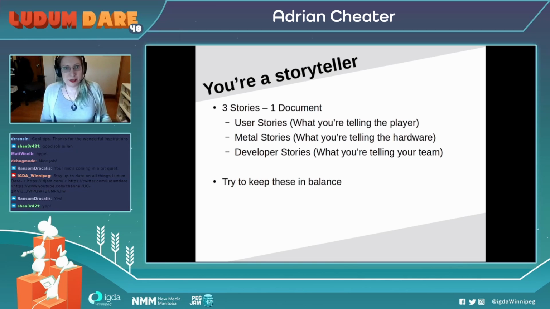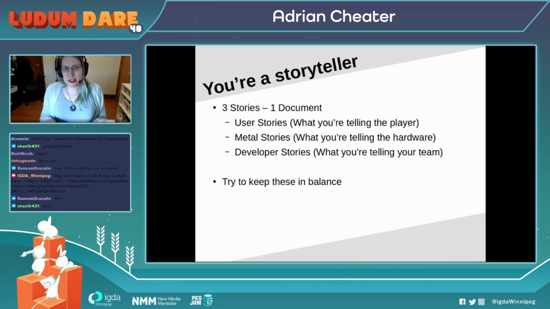The second part is what I call the metal stories. This is obviously the instructions that you have to give to the computing platform in order for it to actually tell those user stories in the first place. And this is where we care about efficiency and memory allocation and all that kind of stuff. And then the last bit is the developer stories, which is what you're telling your team. And if you're not working on a team, it's what you're telling yourself 8 months from now when you go back and look at your source code and try and figure out what you were doing.